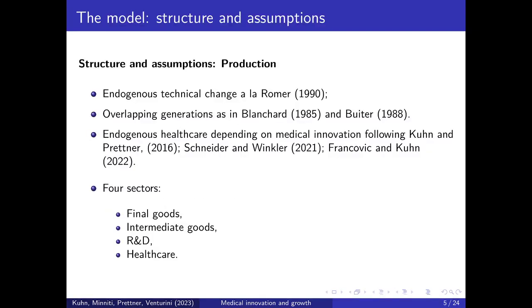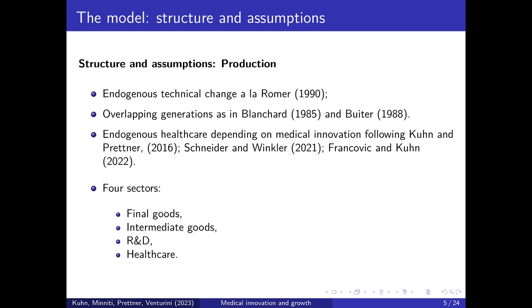After I have sketched the basic contribution of our paper, now let's go a little bit more into the details. So here we have the structure and the assumptions of the model framework, where we merge three strands of the literature. The endogenous growth literature according to Romer with endogenous research and development-based economic growth. Then the overlapping generations framework of Blanchard with a constant risk of death at each moment in time. And the extension of Buiter that allows for positive population growth.